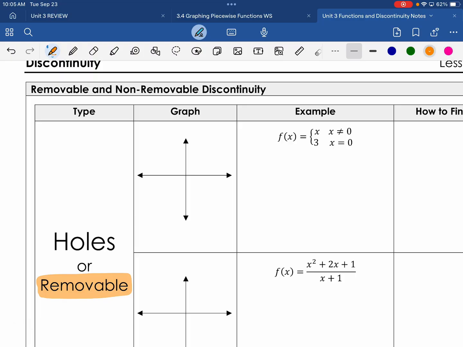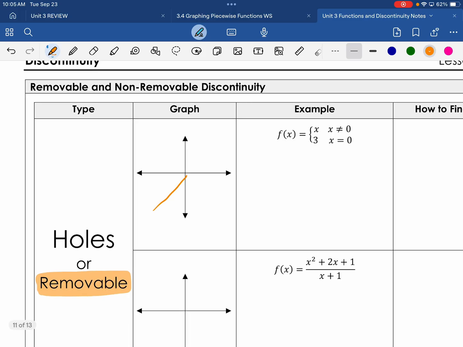All right, on this graph, I'm going to show you what a graph of a hole looks like. It's going to be something like this, where there's literally a hole in the middle of your graph. Even if you have this random point placed somewhere else, it is still a hole. So there is an open circle here. Your lines are meeting up, but there is a break in the graph in this open circle. That would be a hole.